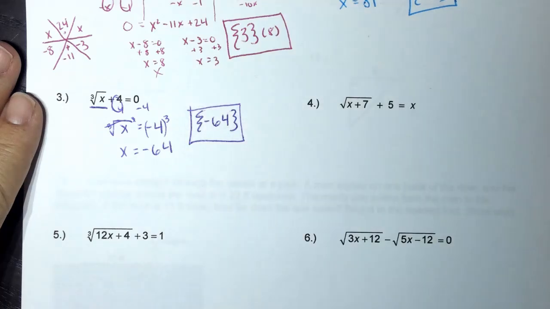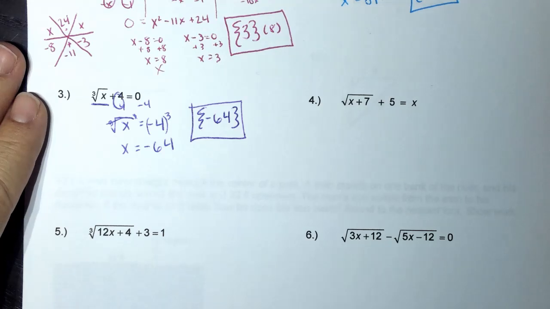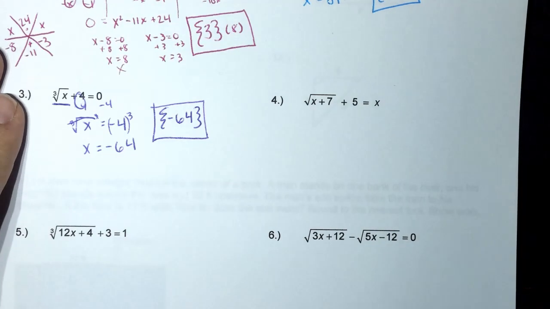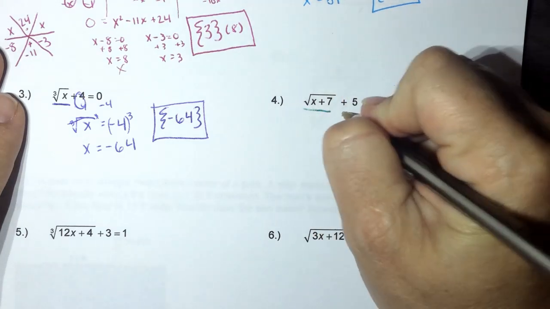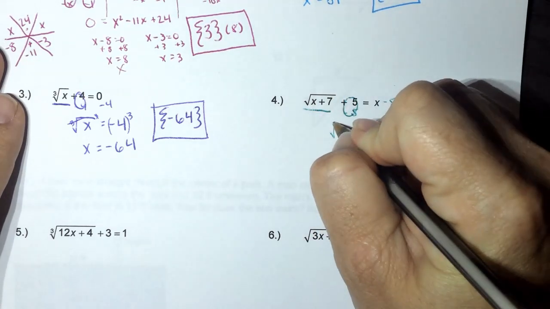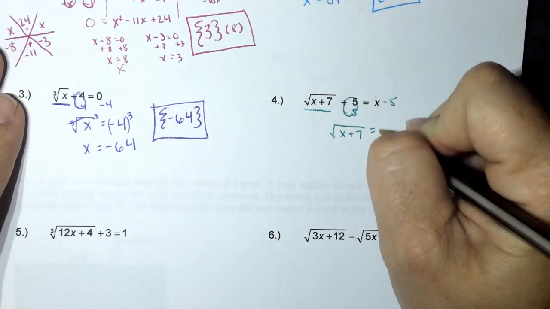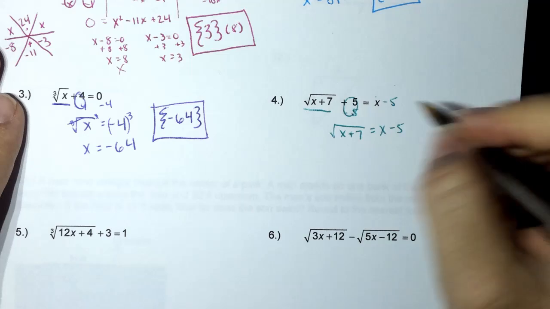Okay, if you look at number 4, this is what we need to get alone. So we're going to do minus 5, and I have the square root of x plus 7 equals x minus 5. So now we have to square both sides.